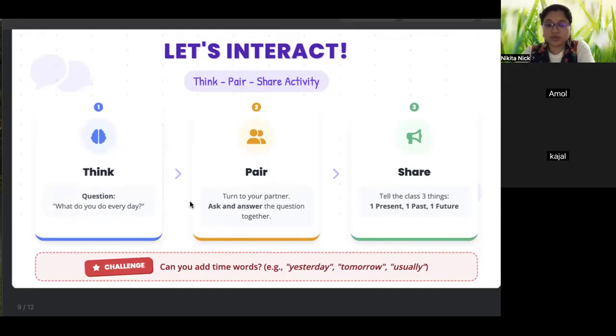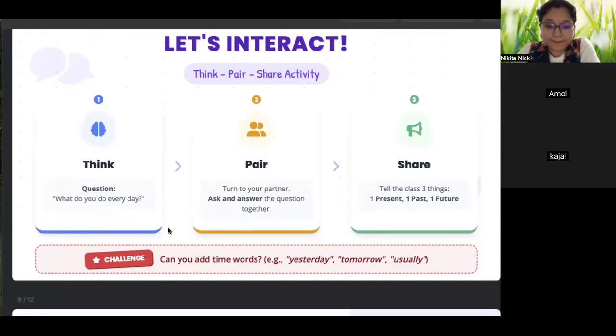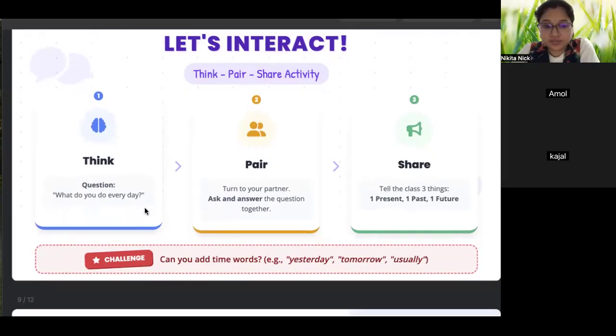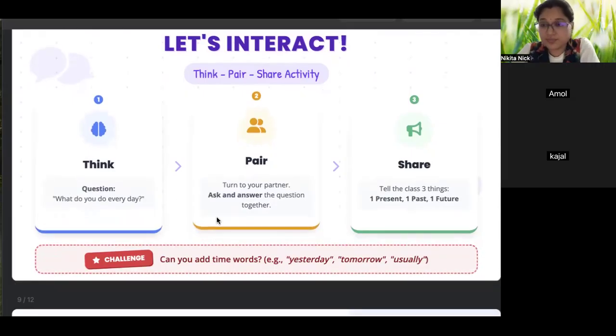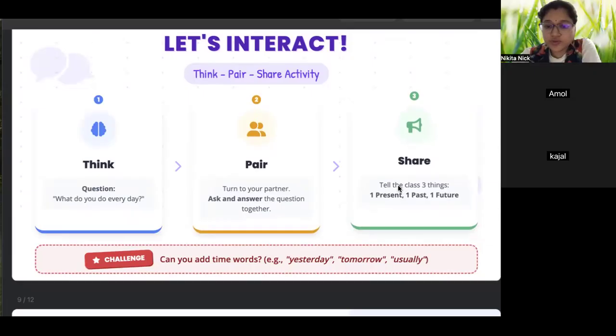In the same way, give one sentence. What do you do every day? I study every day. I eat every day. I walk every day. I do exercise every day. Okay. Pooja ji, your turn.